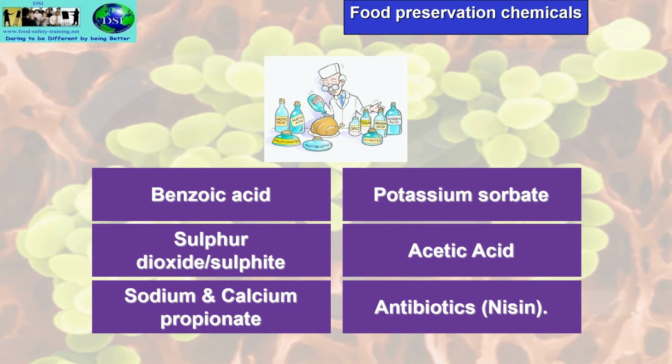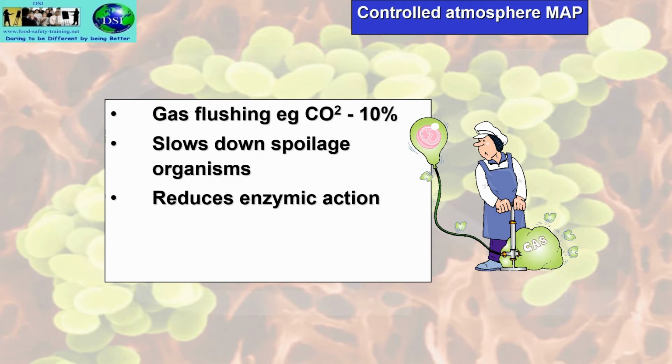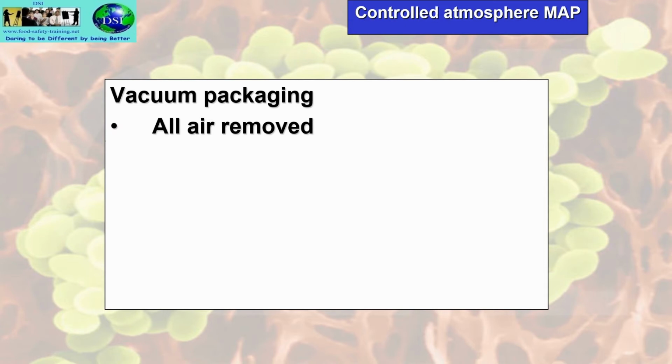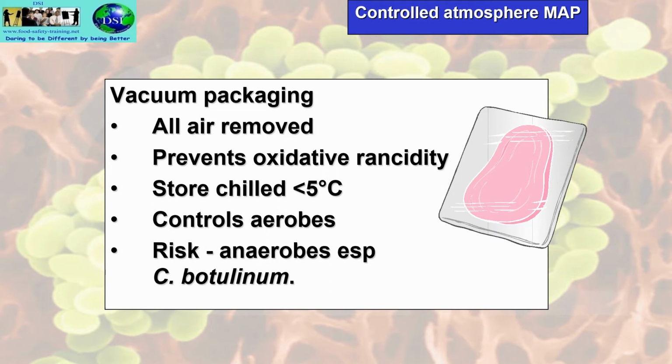Controlled atmosphere, or MAP, this is where a food is gas flushed with carbon dioxide at a 10% concentration. It slows down spoilage organisms, reduces enzymic action, and reduces oxidation or rancidity. Vacuum packing, this is where all air is removed. It prevents oxidative rancidity. You need to store it in a chilled container below 5 degrees C. It controls aerobes, but does not control the anaerobes, for example, Clostridium botulinum.